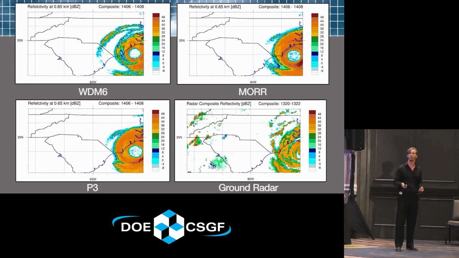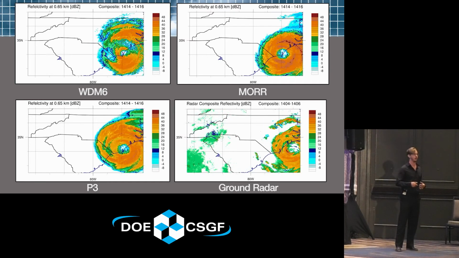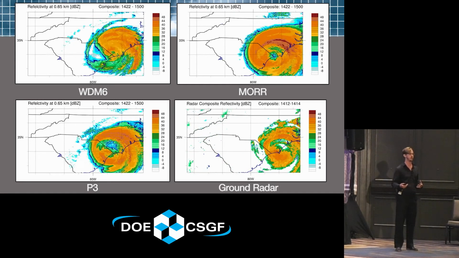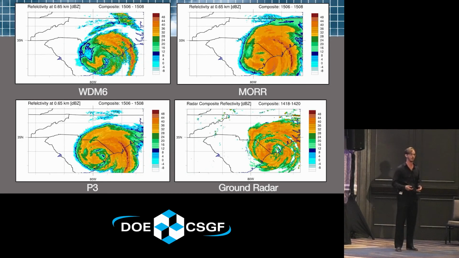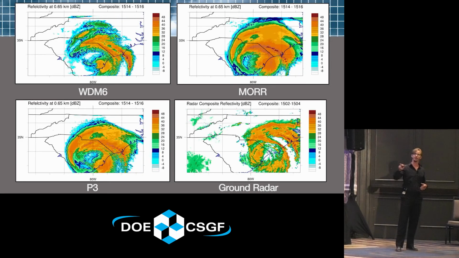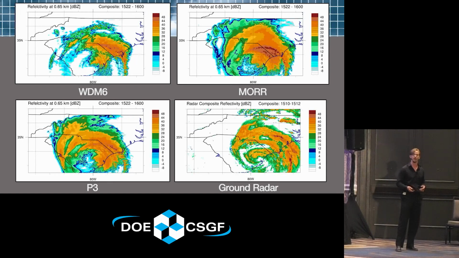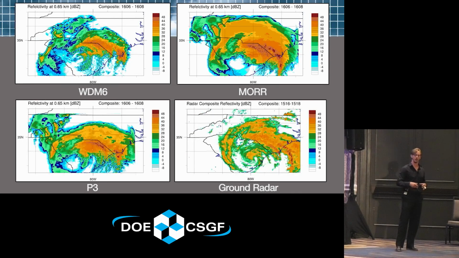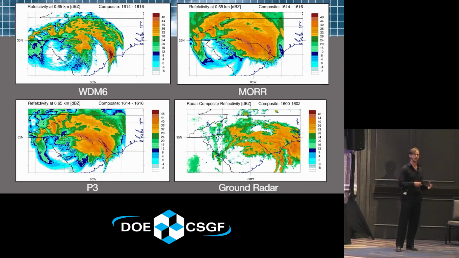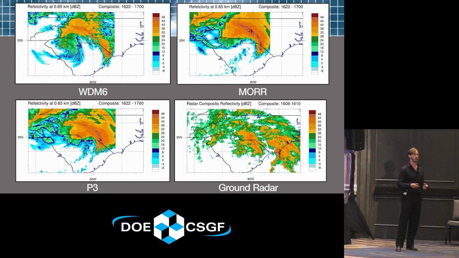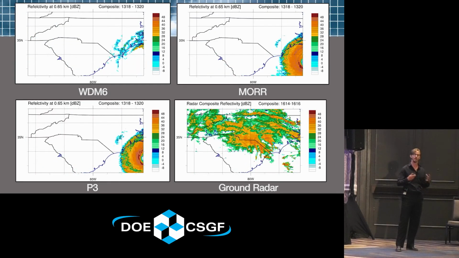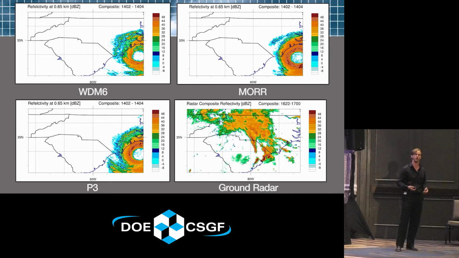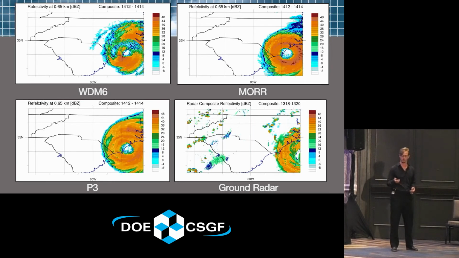The Morrison scheme in the upper right-hand corner tends to produce a lot of snow. Again, those assumptions for snow are less accurate than we would like, and so we lose the banded structure that we expect to see in a hurricane. The P3 scheme does begin with the Morrison assumptions, but then the ice microphysics are developing more naturally, so we start to see a little bit more banded nature, but still more rain than we are seeing in the WDM6 scheme.